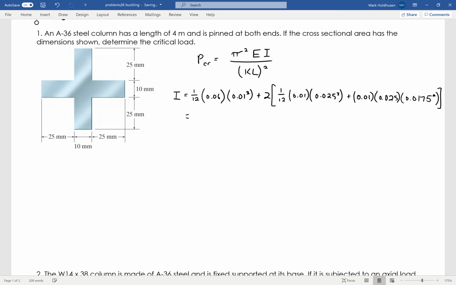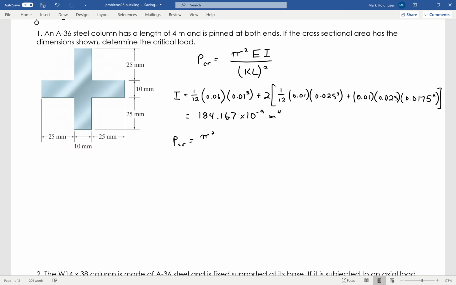From that, I find that the moment of inertia of this entire area is 184.167 times 10 to the -9, and that'll be meters to the 4th. So I've got that I. Everything else is pretty straightforward in my critical load equation, so let's go ahead and start plugging things in.